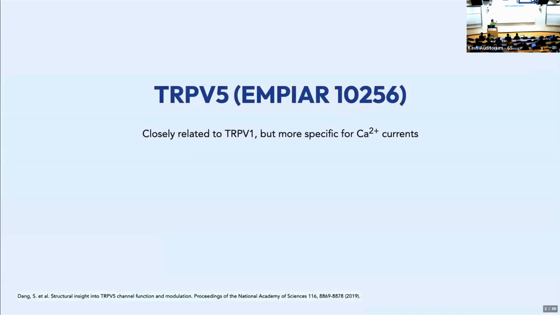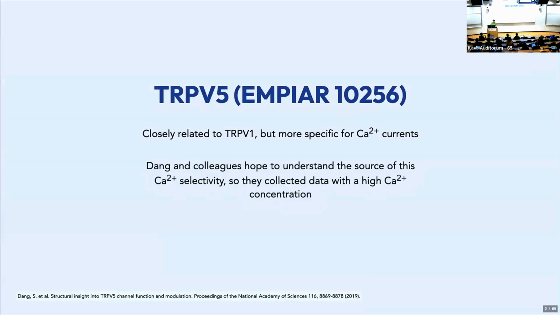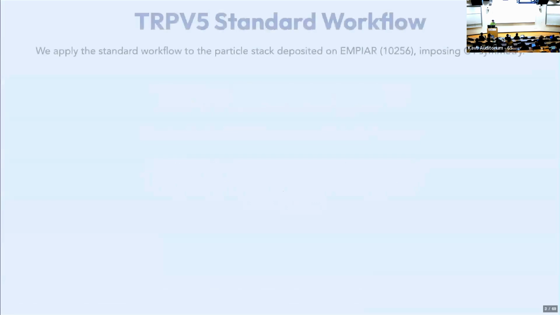So we're going to be talking about TRPV5, which is related to TRPV1, the ion channel we were talking about before lunch. It is also a homotetramer. But it is more specific for calcium currents. So specifically, the calcium ion is more likely to go through this ion channel than other cations. So the original authors of this study, which is EMPIAR-10256, were really interested in the source of this calcium specificity, right? Why does this ion channel pass more calcium current than other kinds? And so they collected this data with a high amount of calcium present in their sample, okay?